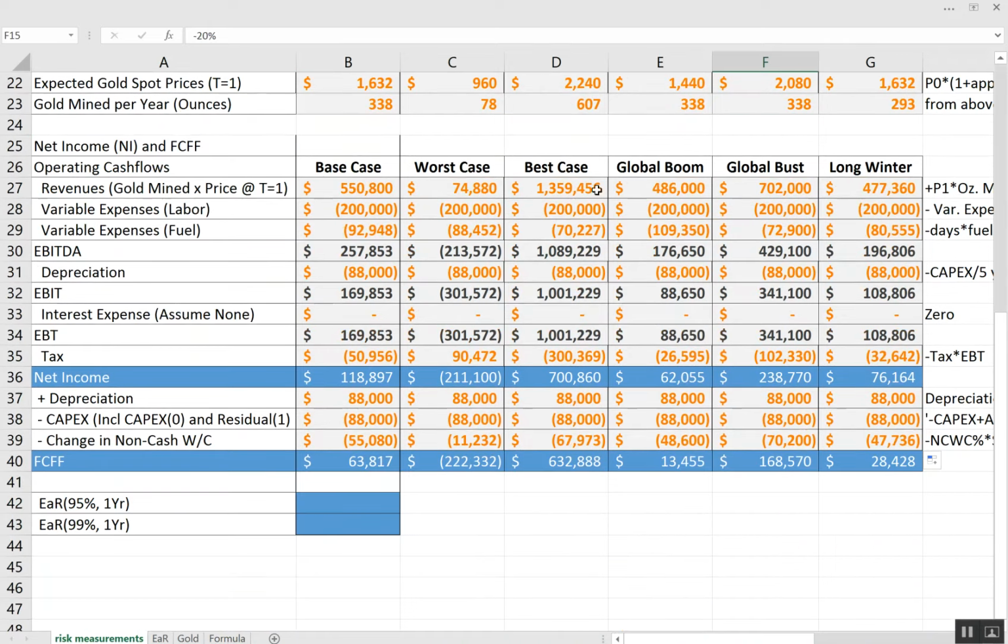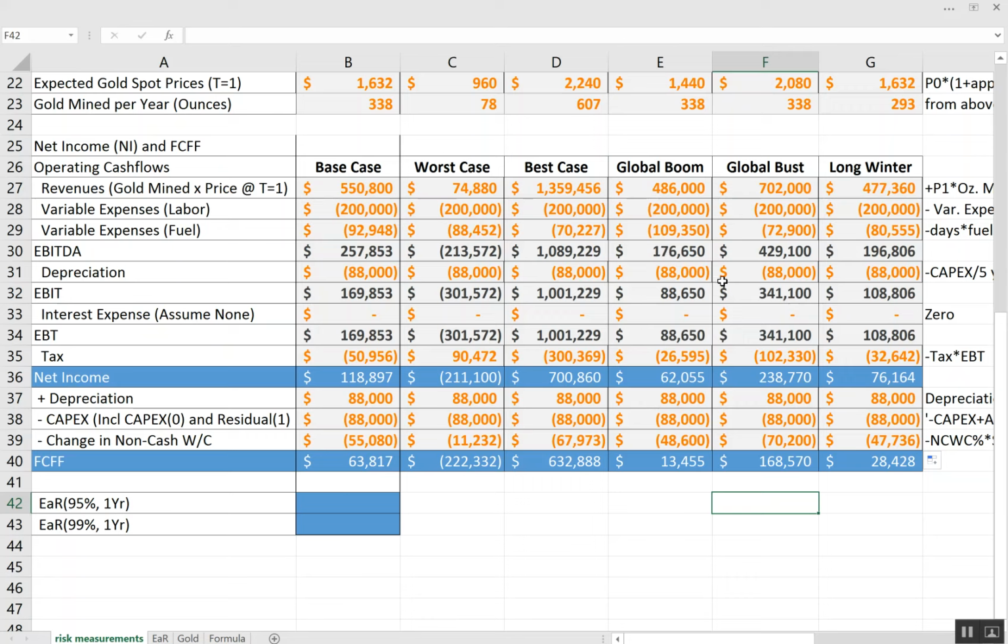My range is my worst and the best. My base case and my range of worst and best. And then I have 3 scenarios that I can think about. And it looks like one of the best scenarios is that global bust where gold prices are going up and fuel prices are going down. So this allows me to identify my exposure. So this process lets me realize that my exposures of this business are several.